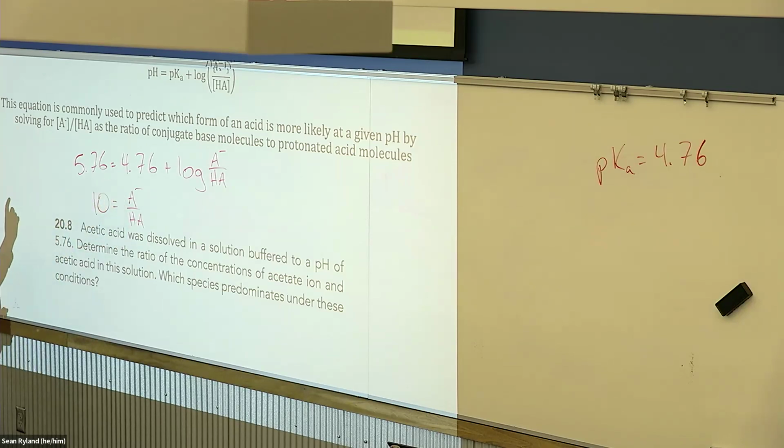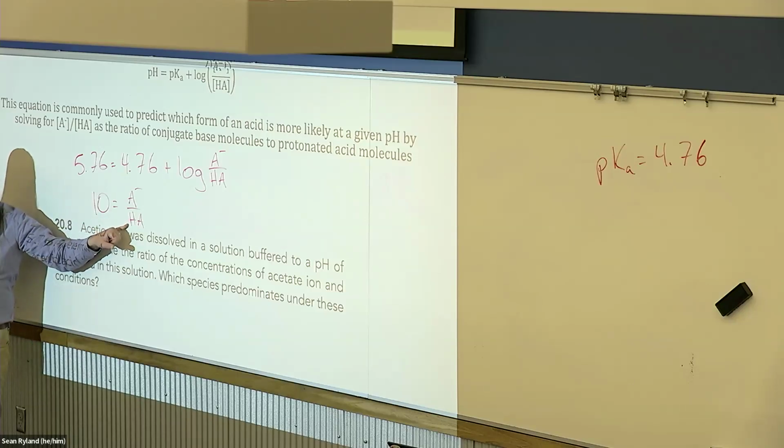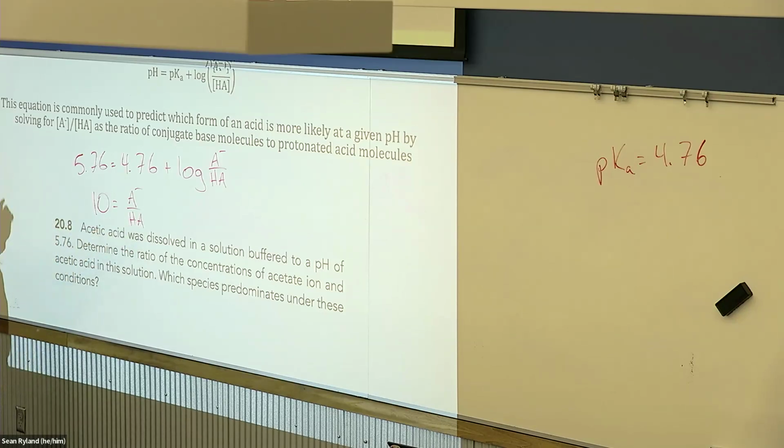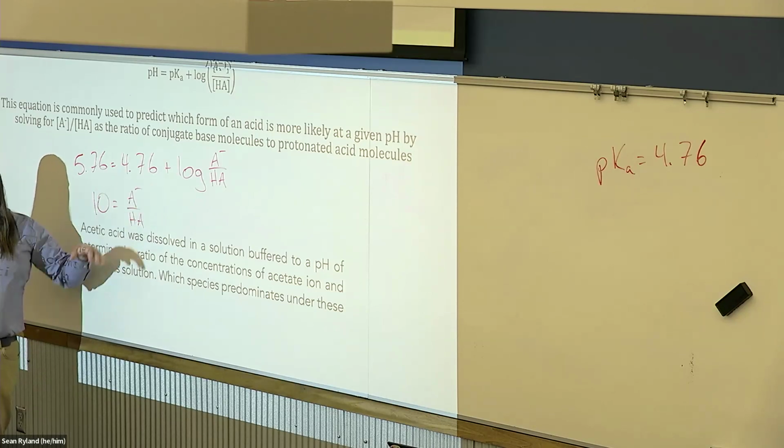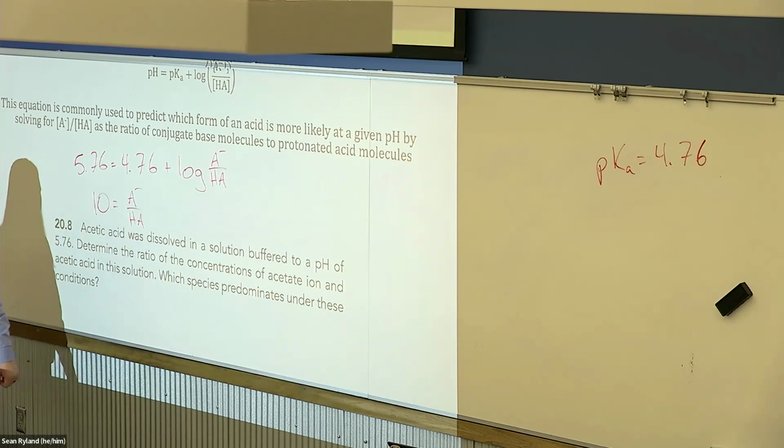If you're ever wondering if you missed a negative sign in there somewhere, think about whether your pH is more basic or acidic. If you're more basic, the deprotonated form should be more common because there are fewer H pluses around. If you're more acidic than your pKa, you should have more of the HA, the protonated form. So as a reasonableness check, if I'm at my pKa, it's 50-50, a 1-to-1 ratio. If I'm more acidic, I'm going to favor the protonated form. If I'm more basic, I'm going to favor the deprotonated form.